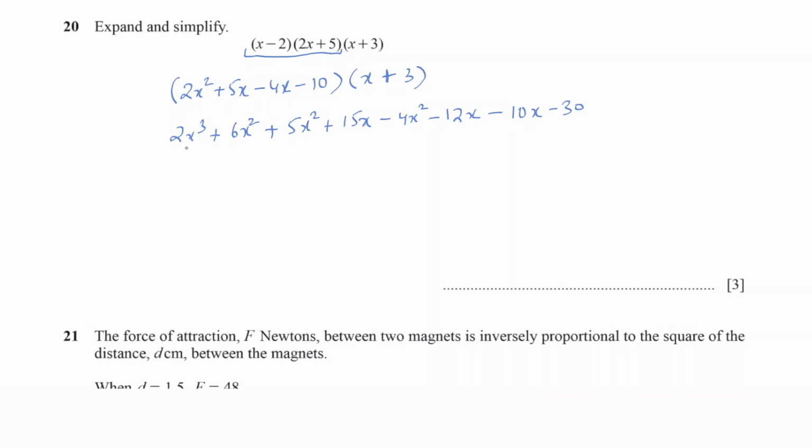All the pairing we have to do. 2x cube is different, because we will leave that. Now the x square terms we will be adding together. 2x cube will be there itself because there is no other pairing for that. So 6 plus 5 is 11, and 11 minus 4 gives you 7. So it will be 7x square. We are done with the x square term.